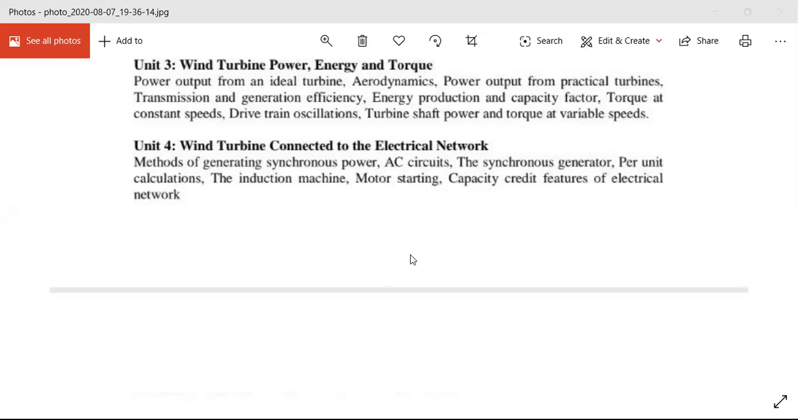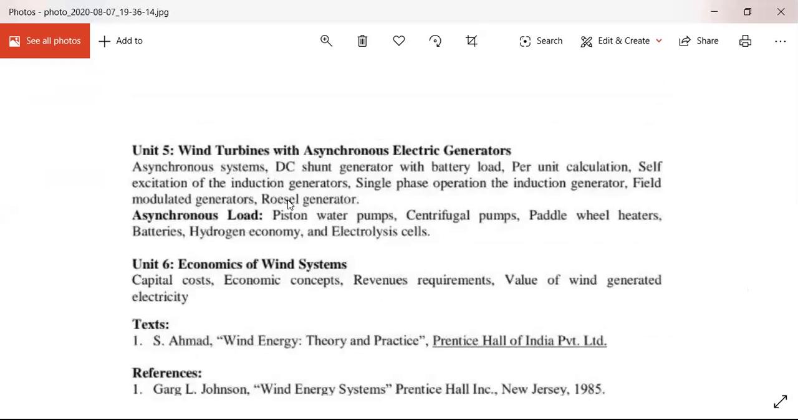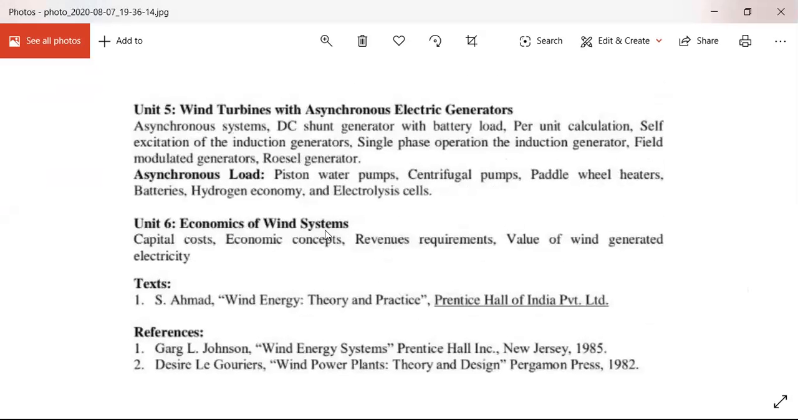Okay. Then in the fifth unit, the wind turbine with asynchronous electric generators, which means whatever electricity we are going to produce should be connected with your electric generator in an asynchronous manner. So what is the load to distribution ratio? Those parameters we are going to learn in this unit.